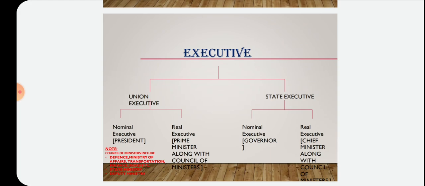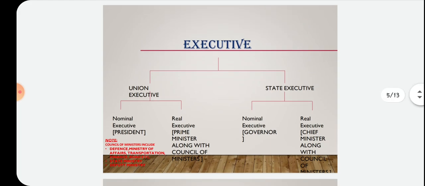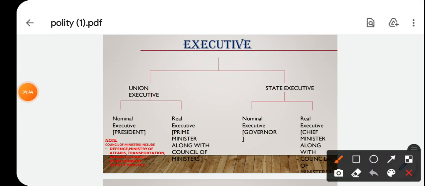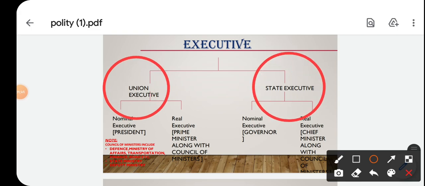Now this executive is a body which enforces the law. Earlier when we were discussing legislature, we saw legislature is a body which makes the law. Now executive is a body which enforces the law. Getting my point? Let's discuss what executive is all about. Executive is also divided into two parts: union executive and the second one is state executive. Union and state.